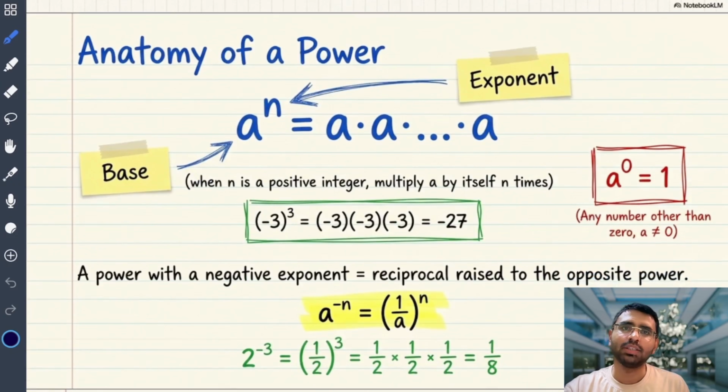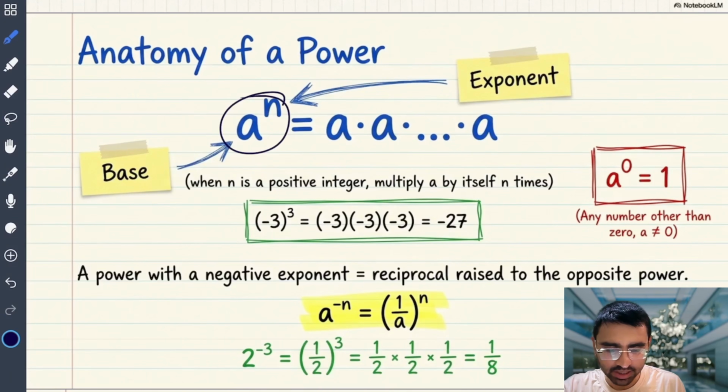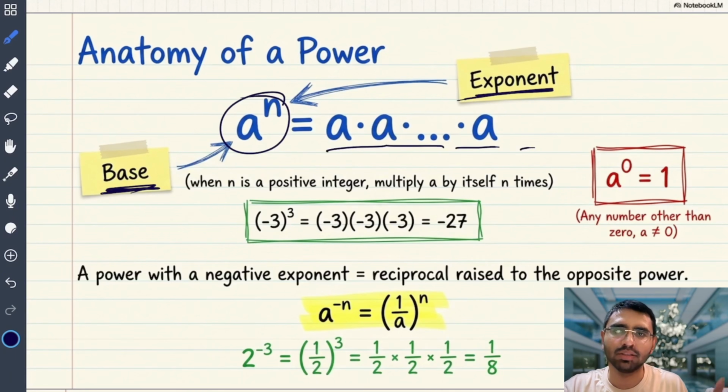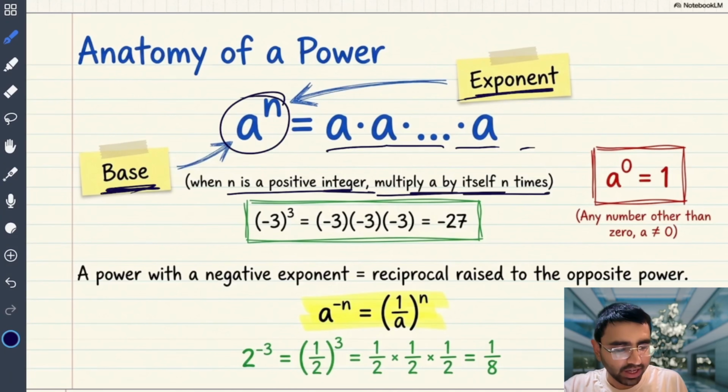So first of all, understand what a power is. A raised to power n means here a is the base and n is the exponent. So we can write a raised to power n as a multiplied by itself n times, where n is a positive integer. For example, a raised to power 0 means there is no multiplication of a, so a raised to power 0 is 1. Any number raised to power 0 is always 1.